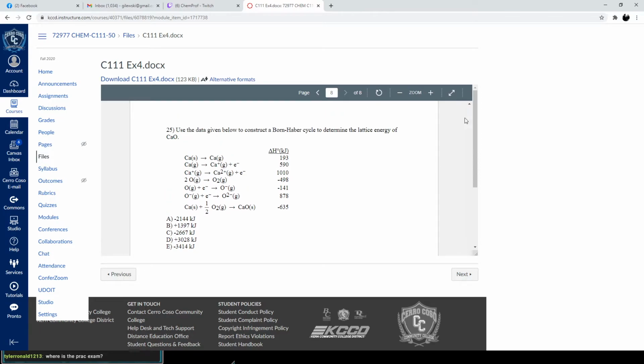What you just want to know about lattice energy is kind of the same stuff on the homework, like how charge affects it, how distance affects it.